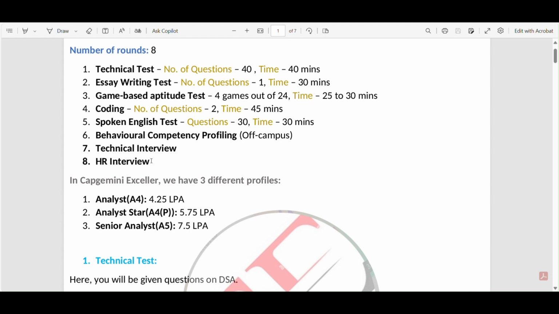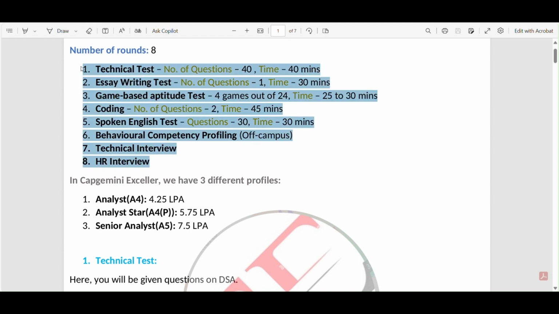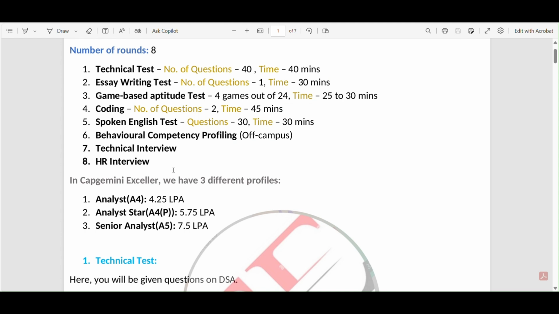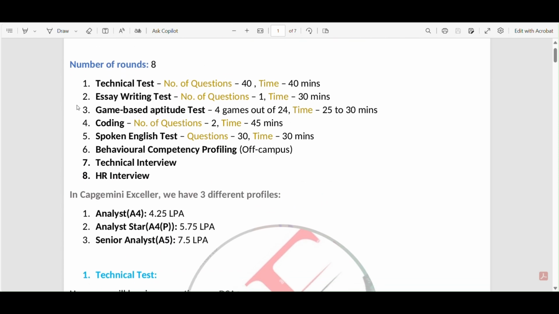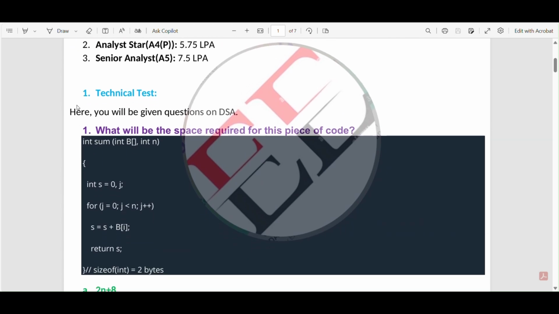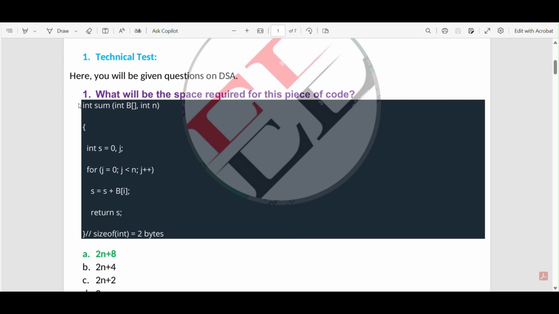The number of rounds are 8 for off campus and 7 for on campus. In Capgemini XLRC, these are the profiles. Means for these three hirings, they are giving you this test. You are giving this test, right?